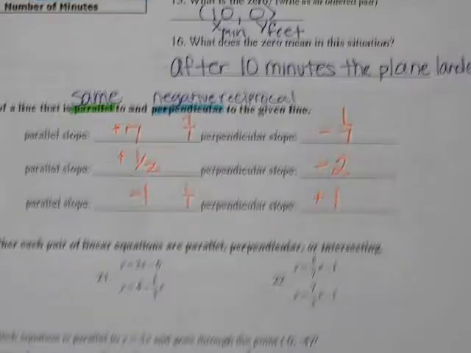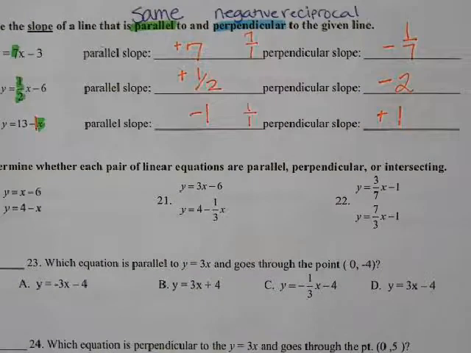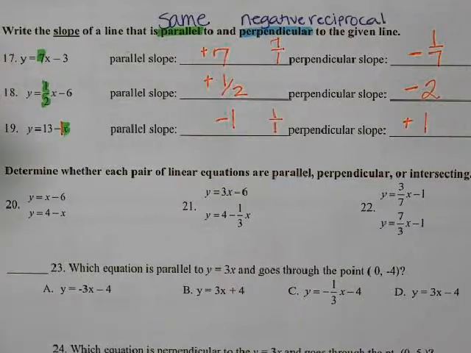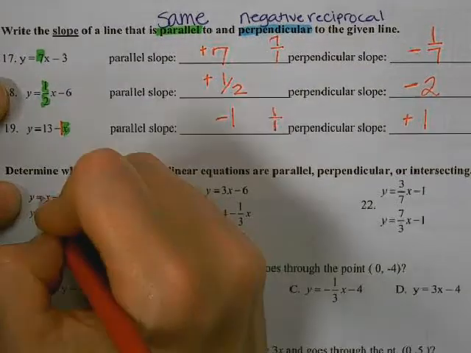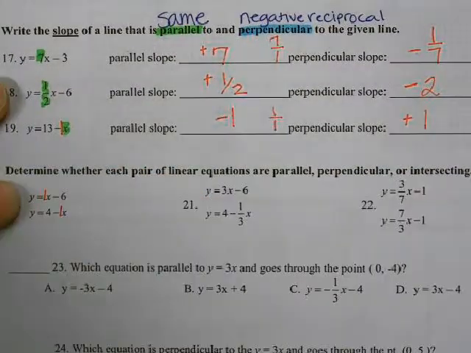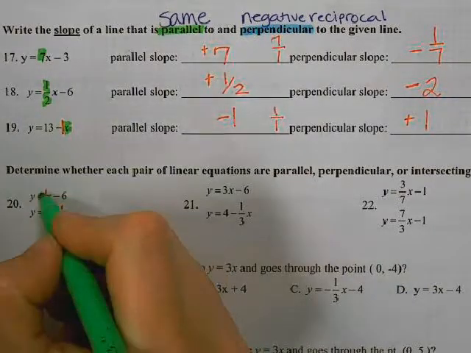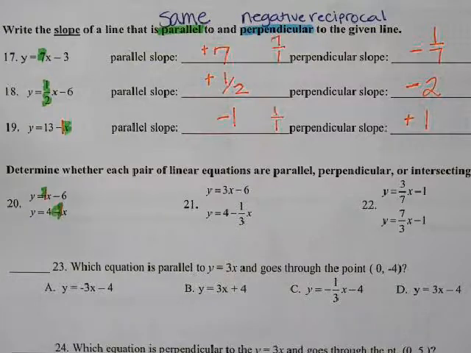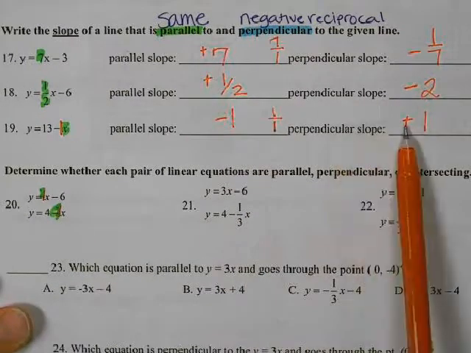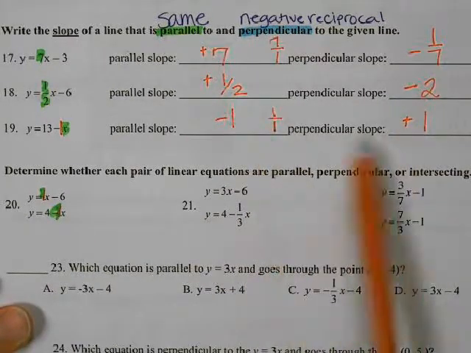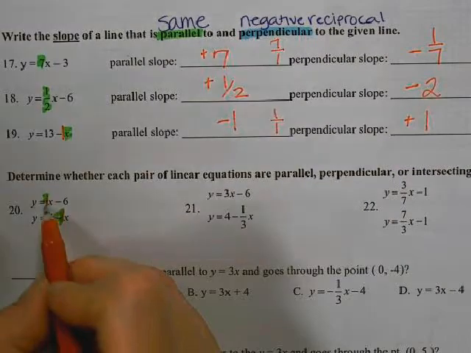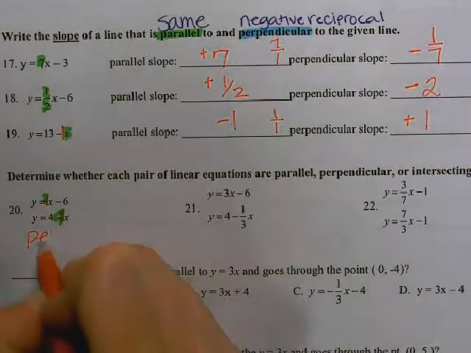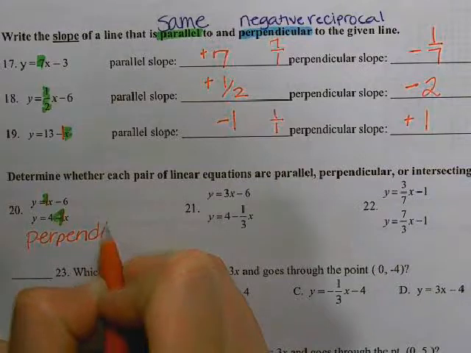Okay? Alright, so let's look at 20, 21, and 22 using those same ideas. Let's find the slope. So on 20, I'm going to put a number before x. That's a 1 and a 1. So is this perpendicular, parallel, or just plain old intersecting? Well, if you look up here, we just said negative 1 and positive 1 were perpendicular, right? So we have positive and negative here, so these are perpendicular.